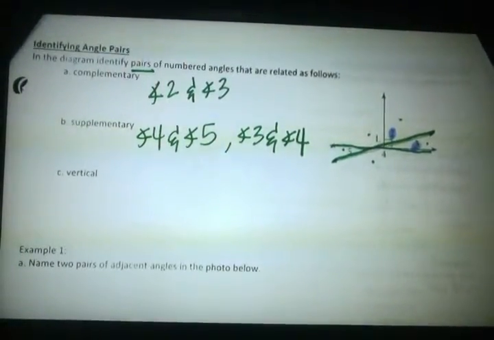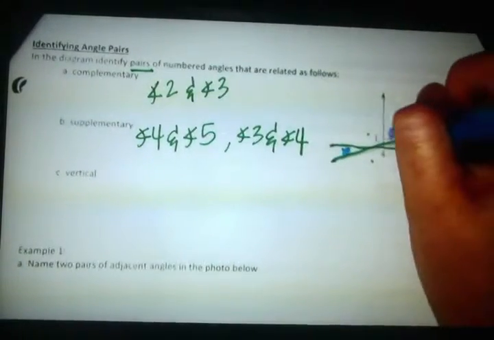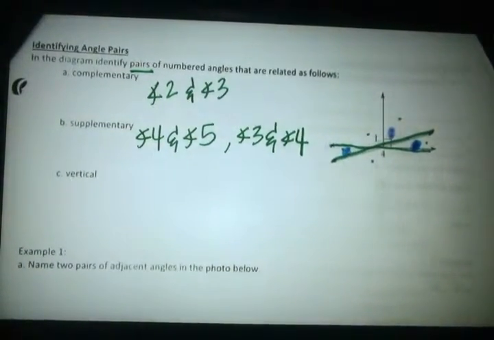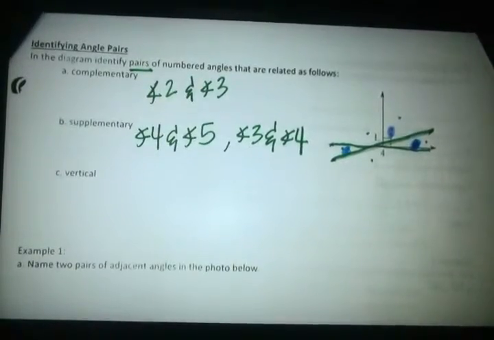Okay, so let's talk about vertical angles. So those are the ones kind of across your vertex. 5, 3. Okay, those are vertical angles for sure.